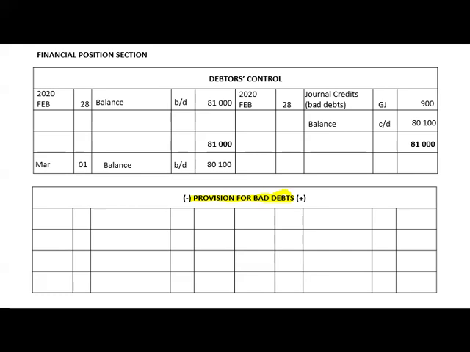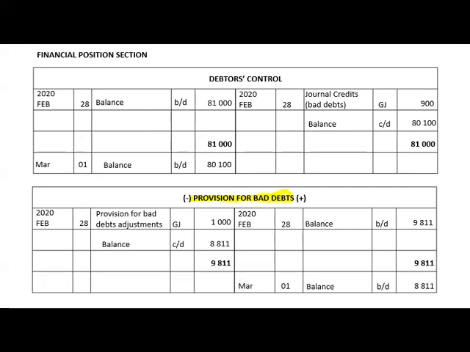Provision for bad debts, as I said, guys, it increases on the credit side. The balance was 9,811, but we need to reduce it by the difference, which was 1,000, to bring it down to 8,811, which is the value we want, the value we have calculated this year. When we start the following year, we will start with provision for bad debts sitting at 8,811.